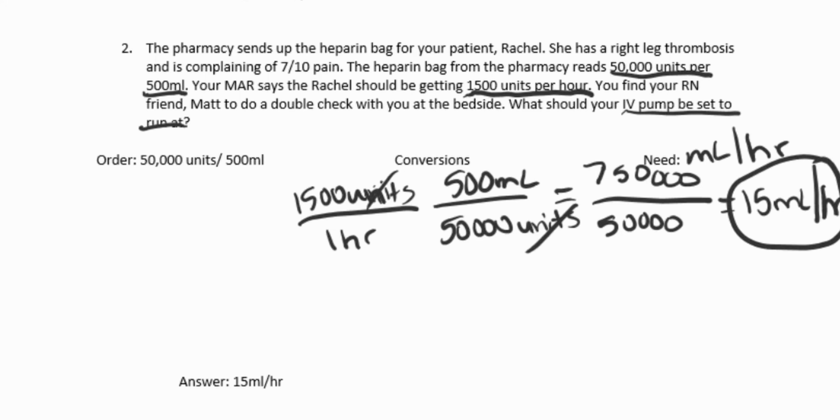So again, we crossed off our units, we were left with milliliters per hour, multiplied across the top, multiplied across the bottom, and we were left with 15 milliliters per hour.